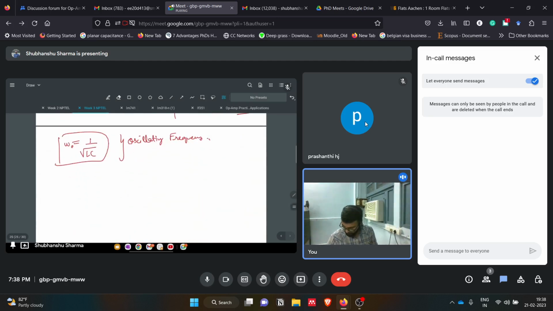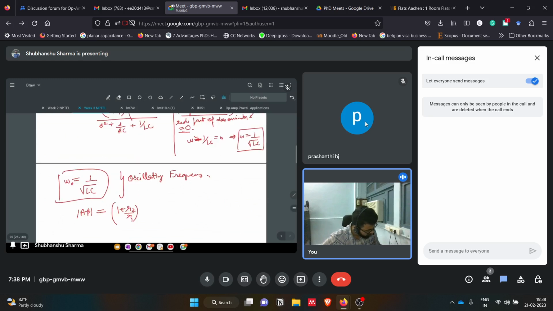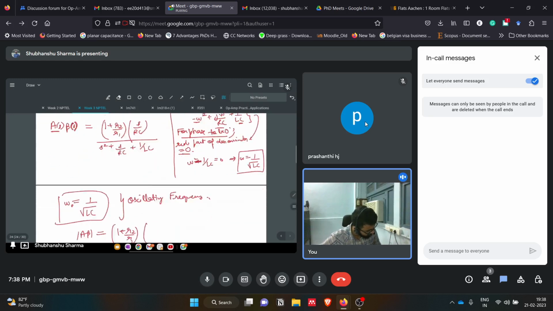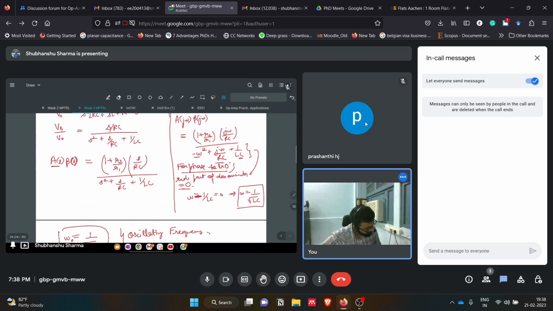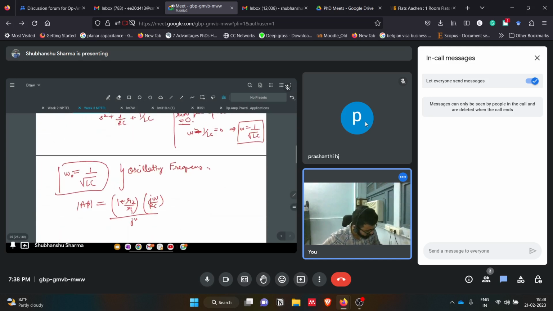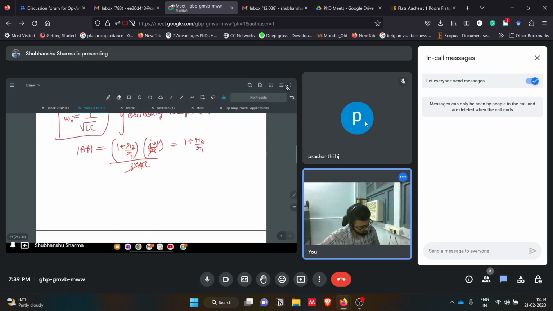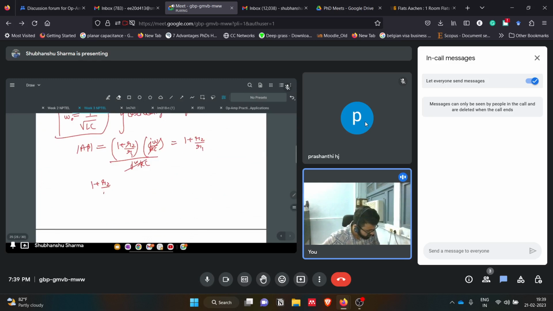So now we can use this in our mod of A beta. Since mod of A beta will be what? 1 plus R2 by R1. Since the real part of the denominator will be 0, we will be left with j omega by RC in the numerator, and the denominator will also have j omega by RC. So this will get cancelled out. We will get a gain of 1 plus R2 by R1. In order to meet the Barkhausen criteria, it should be greater than or equal to 1. So that means R2 by R1 should be greater than or equal to 0. So this is the condition.